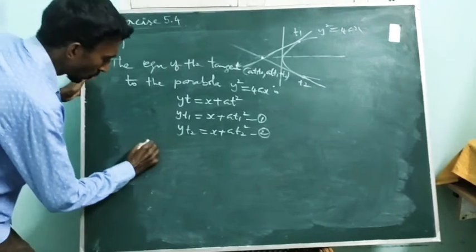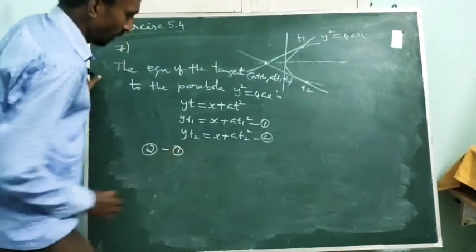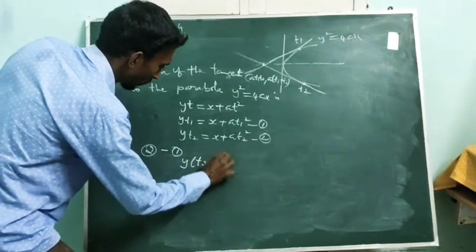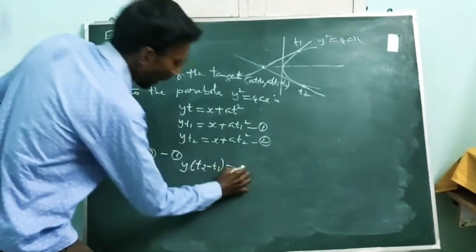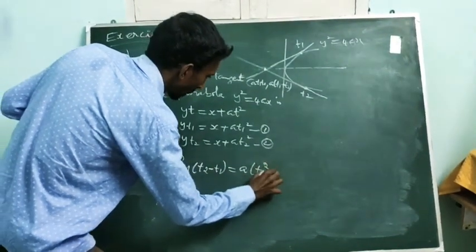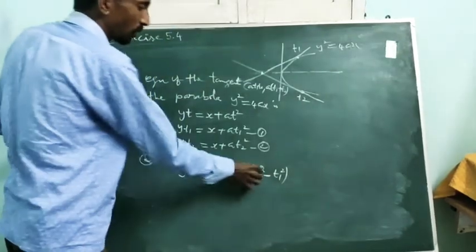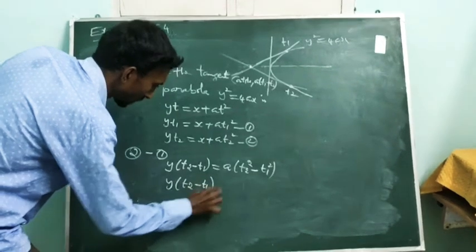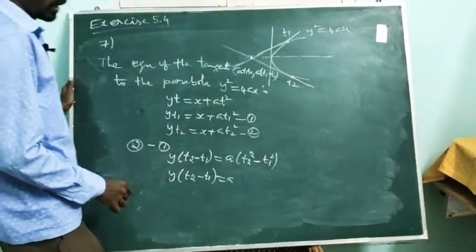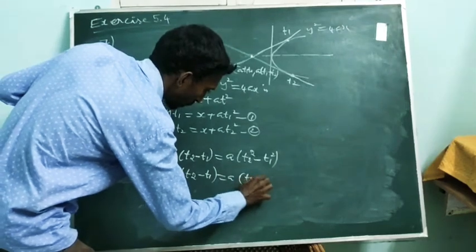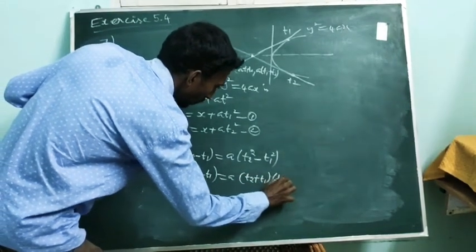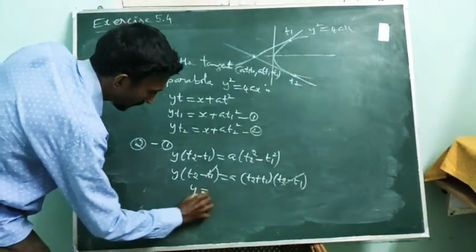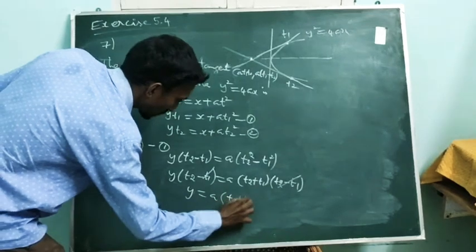So now put 2 minus 1. So y into t2 minus t1 equal to x cancels, a into t2 square minus t1 square. It is of the form a square minus b square. So y into t2 minus t1 equal to a plus b into a minus b, so t1 plus t2 into t2 minus t1. So this cancels. So we are getting the y coordinate as a into t1 plus t2.